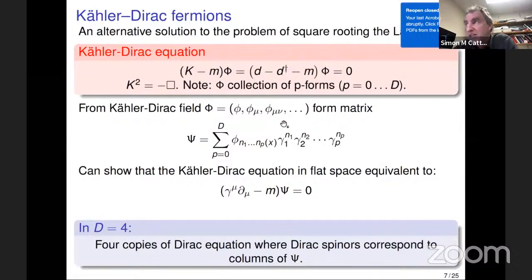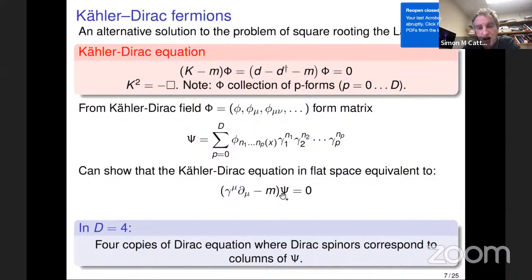But of course, it's not unrelated to the Dirac equation in some sense, particularly in flat space. If I take these forms that make up one of these Kaehler-Dirac fields, so there's a scalar, a vector, an antisymmetric rank two tensor, and I use those to form a matrix. I take products of gamma matrices indexed by the integers which index the form itself, and sum those up from zero to D. I can form, for example, in four dimensions, a 4x4 matrix capital Psi. From this collection of forms, which are meant to be solutions of the Kaehler-Dirac equation, I can build this 4x4 matrix Psi, and then I can show that the matrix Psi satisfies the conventional Dirac equation.